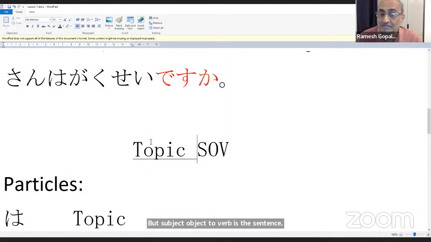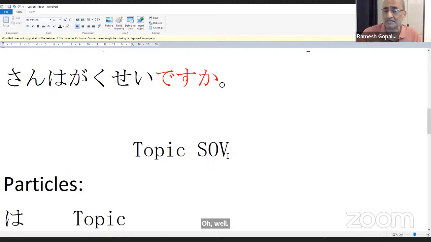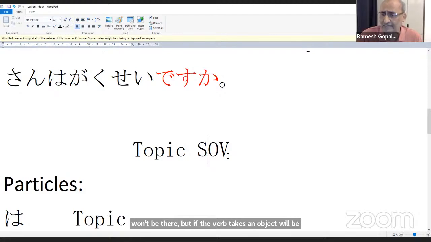Understood? Why do I say subject, object, verb is a sentence? Because, look at this. The subject, who does the verb? Subject does the verb. Okay? If the verb is done to an object, then the object also comes in. Otherwise, if the verb does not take an object, the object won't be there. But if the verb takes an object, the object will be there. See, I eat a cake. Oh, I ate a cake. I ate. What? A cake. So the cake is the object.